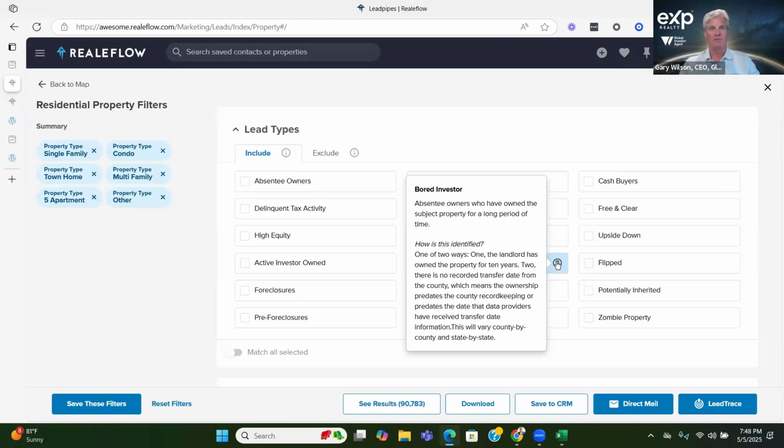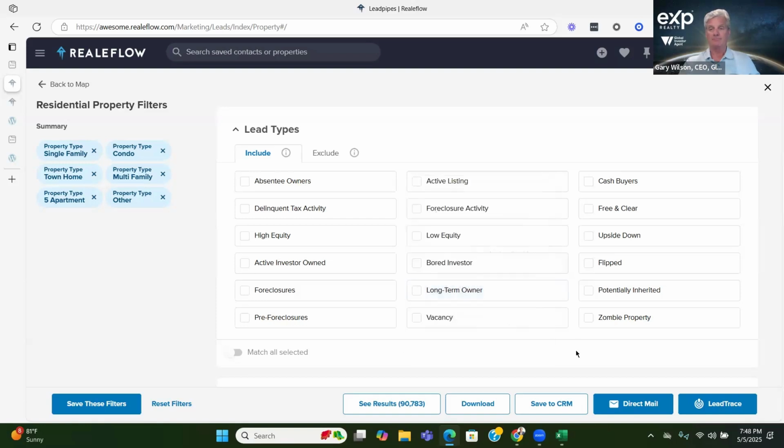Plus the property's probably double the value. They've depreciated it and they're going to go do something else. So I like it for those reasons, so I'm going to start with that. Let's see how far down it narrows it. Now we're down to 6,711.